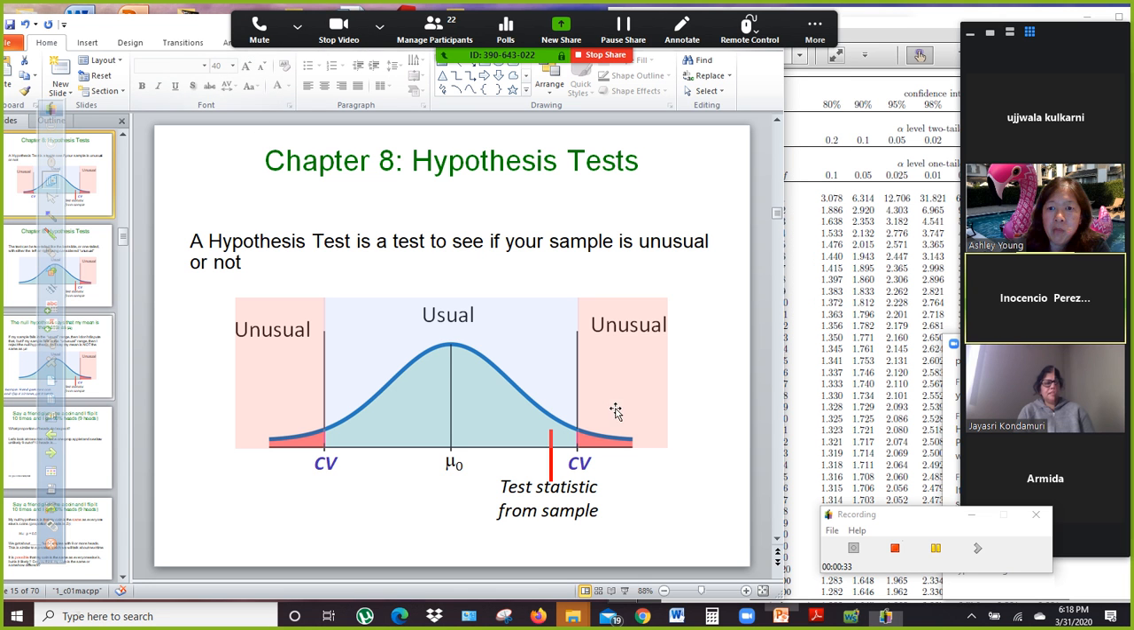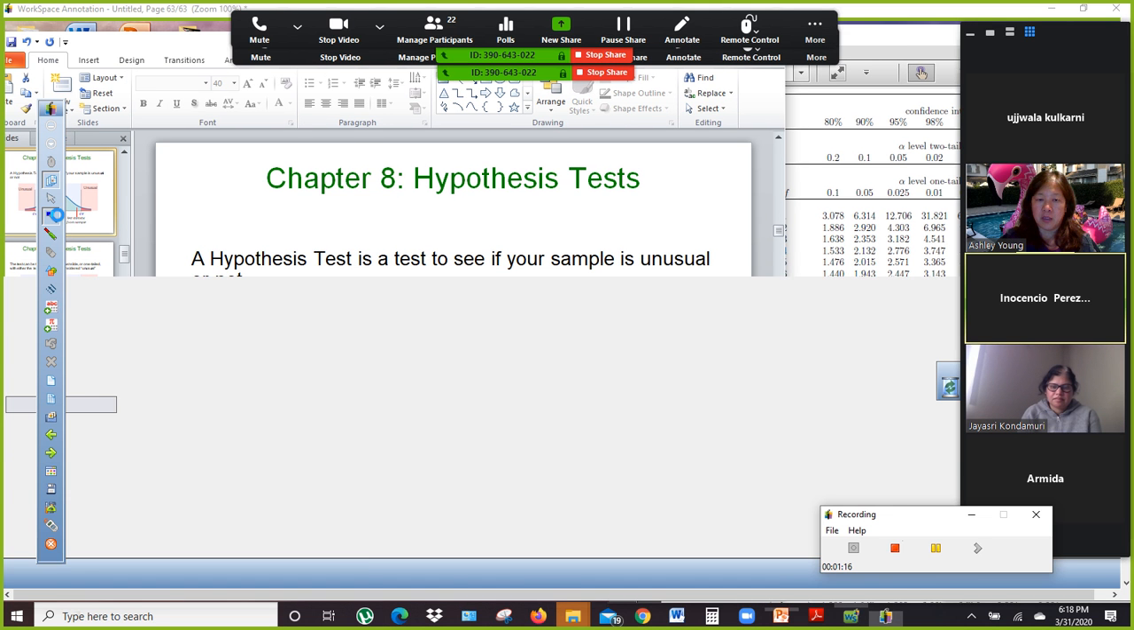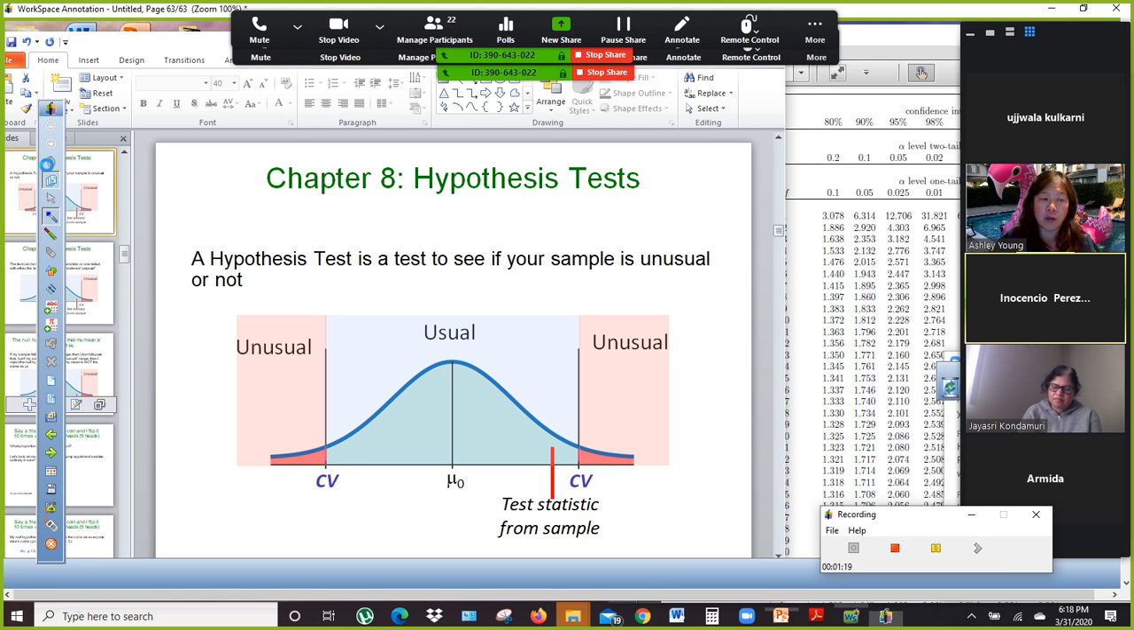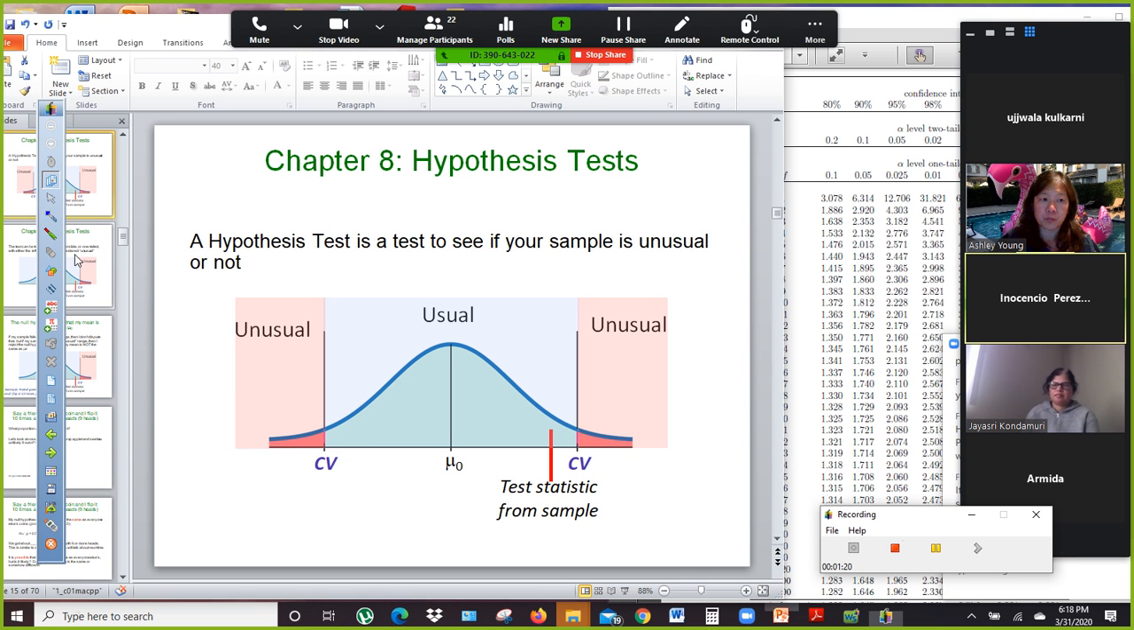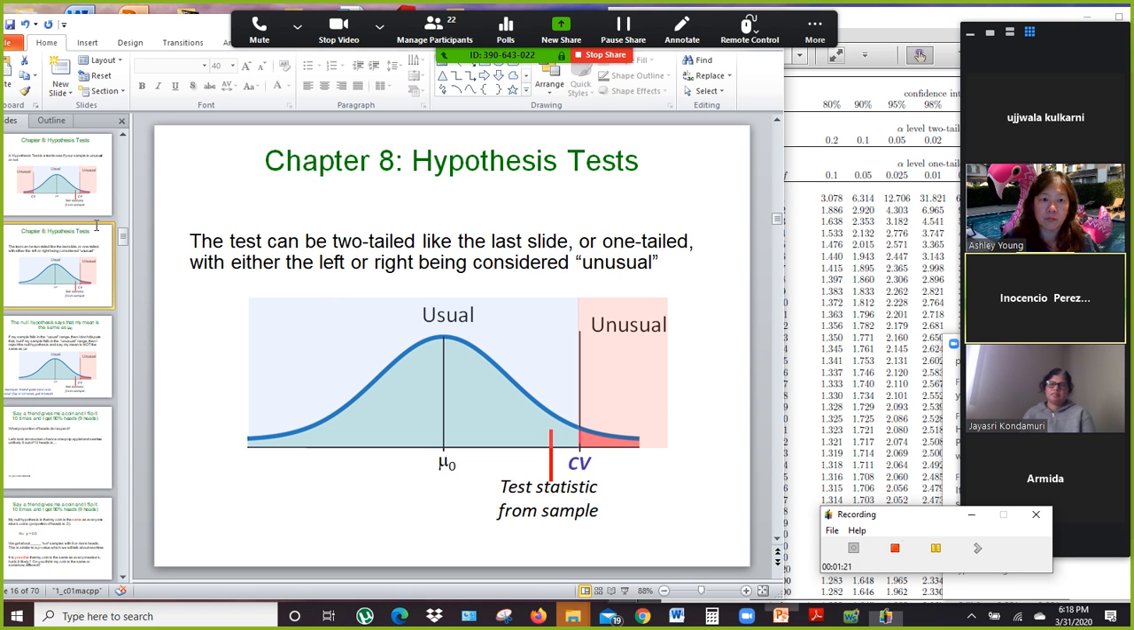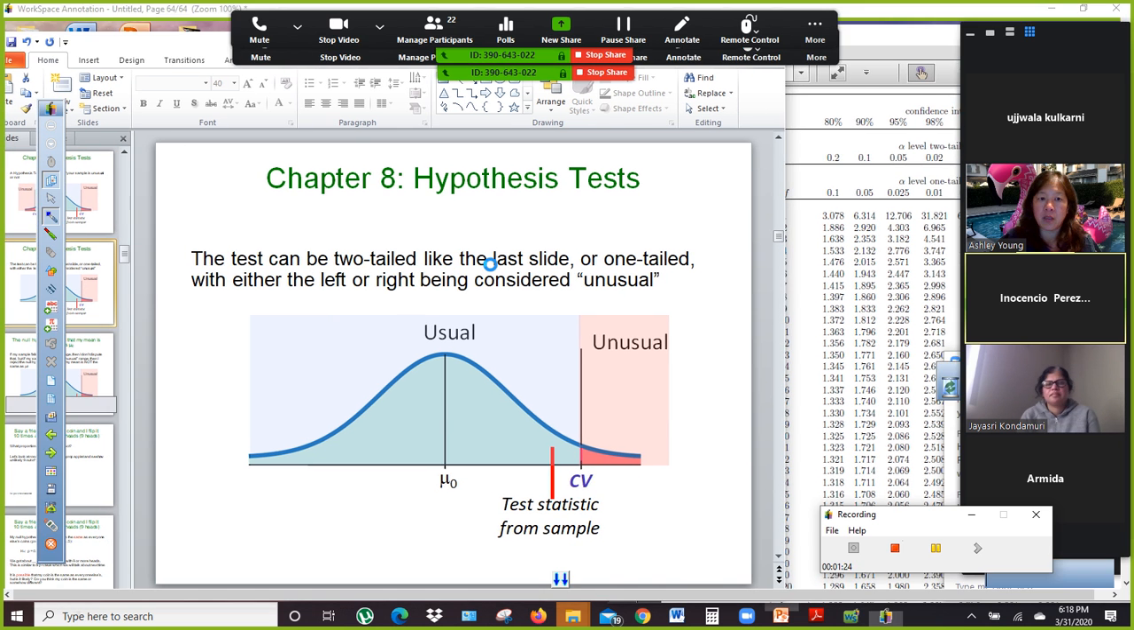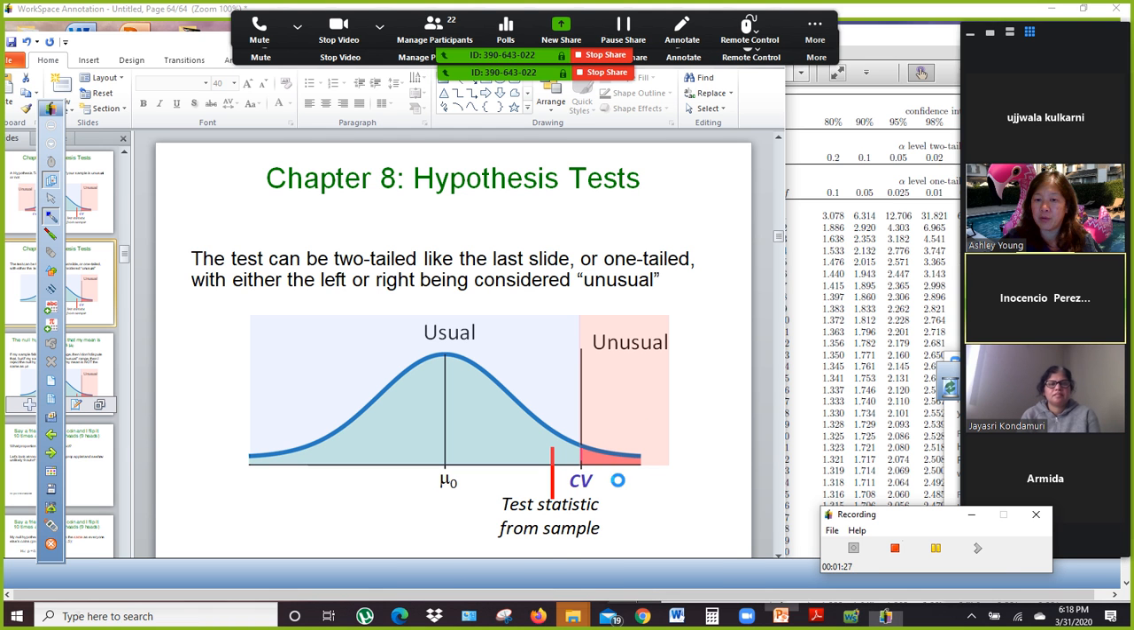A hypothesis test is a test to see if your sample is unusual or not. Usual will be in here, unusual will be these areas out here. So this one's a two-tail test, because you could be on either side. There's a left tail, there's a right tail, and either one of those would be considered unusual. And then also, this would be one-tailed, so we only care about this side being unusual or not.